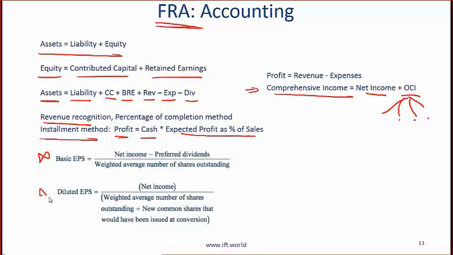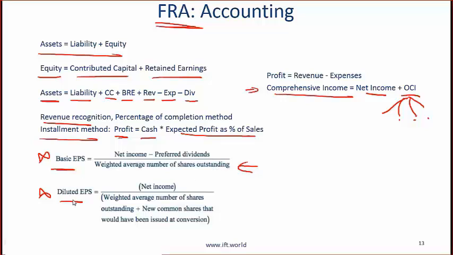These two formulas are extremely important, basic EPS and diluted EPS. Basic EPS is from the perspective of the common shareholder. That's why we subtract the preferred dividend and then divide it by the weighted average number of shares outstanding. And through practice, you need to be able to understand how to do the weighted average number of shares.